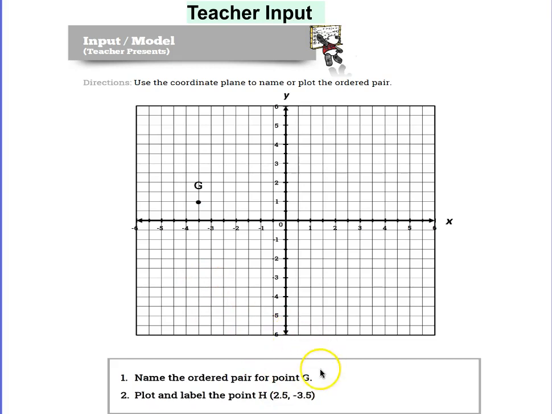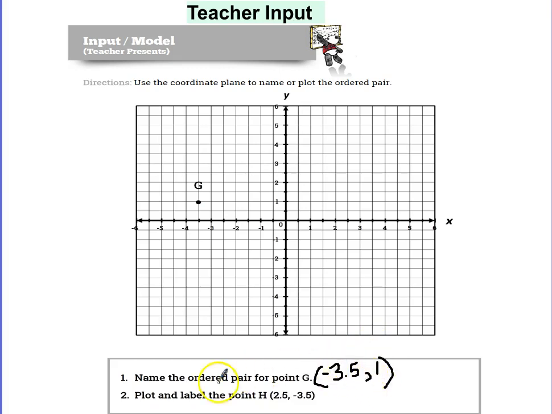So first I need to name the ordered pair. So I'm looking at my x. Remember, you always look for x first. And this is -3. This is -4. But I've got something halfway between. So this has to be -3.5. So my x is -3.5, comma, and now I'm going to read my y coordinate. And this is -3.5, and this is 1. So x is -3.5, y is 1.